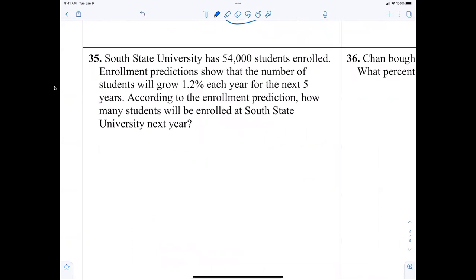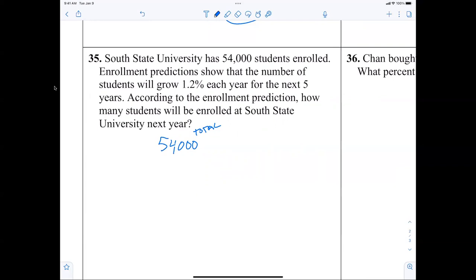Number 35. South State University has 54,000 students enrolled. Enrollment predictions show that the number of students will grow 1.2% each year for the next 5 years. According to the enrollment prediction, how many students will be enrolled at South State University? What are you thinking? So 1.2%.